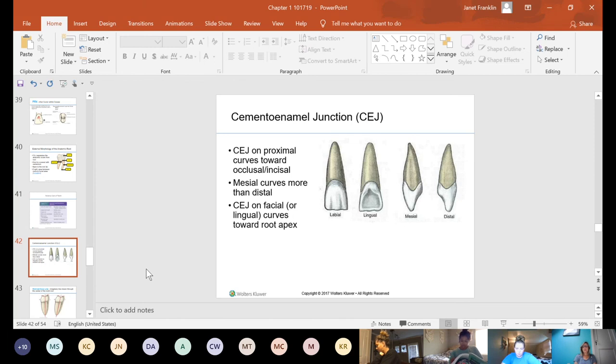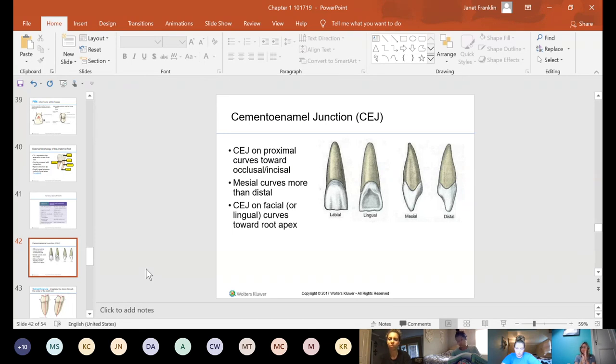Your CEJ goes around the tooth. So it's not just on the buccal or lingual, it goes all the way around the tooth. It's where the enamel and the cementum meet, all the way around the sides of the tooth. It is wavy. It is not a continuous circle. It's located in different places on different teeth. And as we go through each type of tooth, incisors, canines, premolars, and molars, we will talk about where that CEJ is.